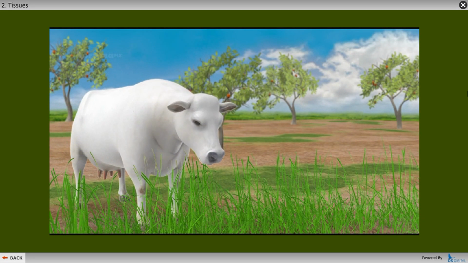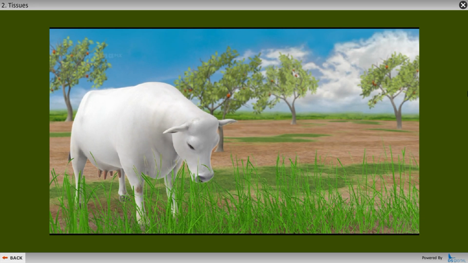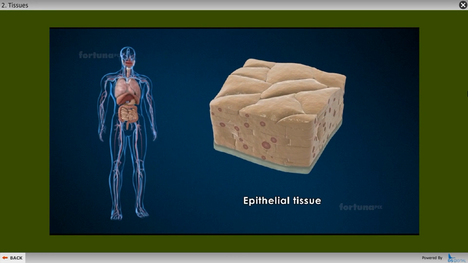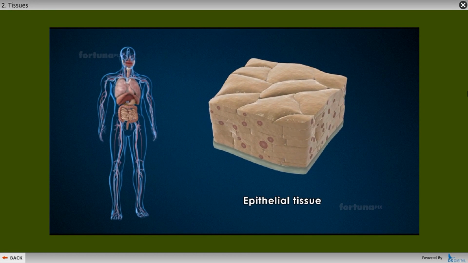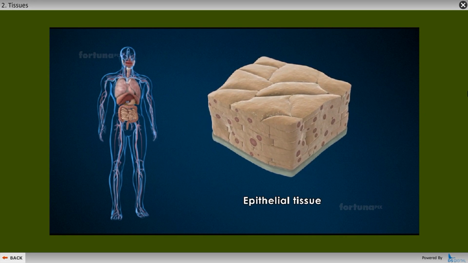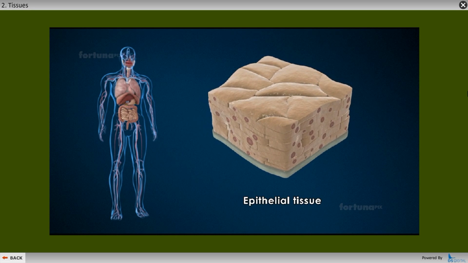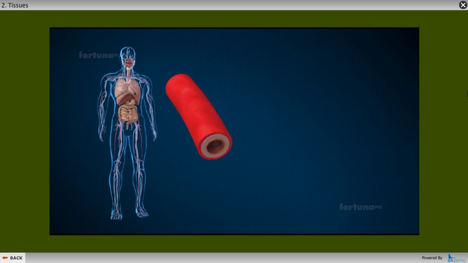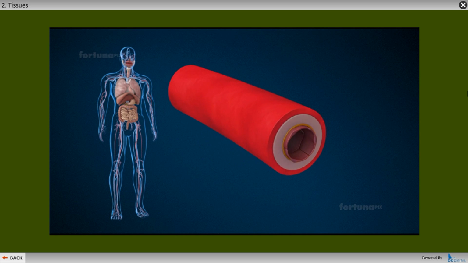Animals have a much wider variety of tissues. Epithelial tissue consists of closely packed cells covering the entirety of the body's external surface and lining most internal organs. In some cases, a specialized type of epithelial tissue, known as endothelium, lines blood and lymphatic vessels internally.